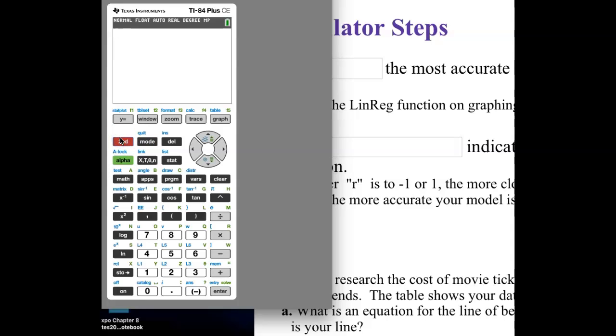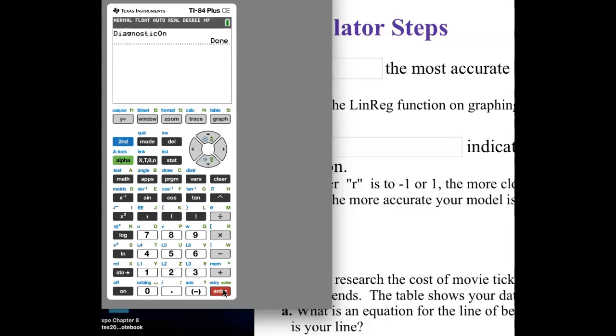Do second the 0 key, and then you're going to scroll down. You're looking for the word diagnostics on. Okay. And you want to hit enter where you're at diagnostics on. Then you have to hit enter again. It has to say done. It's turned them on. Okay? All right. Now, as long as you don't completely reset your calculator, it should stay on for what we need.